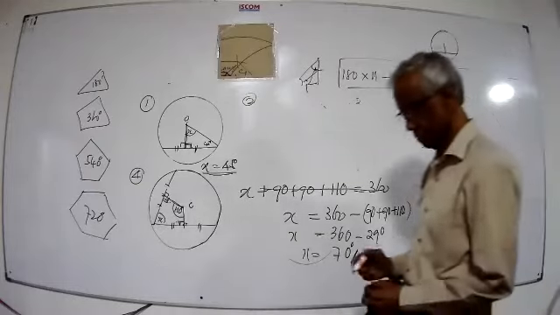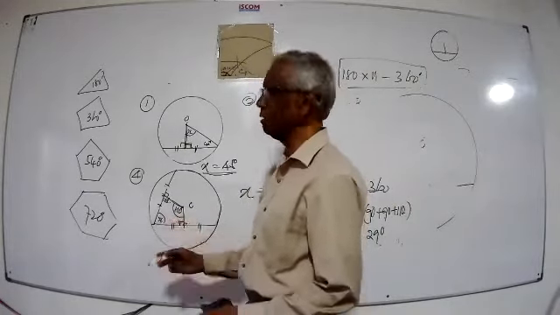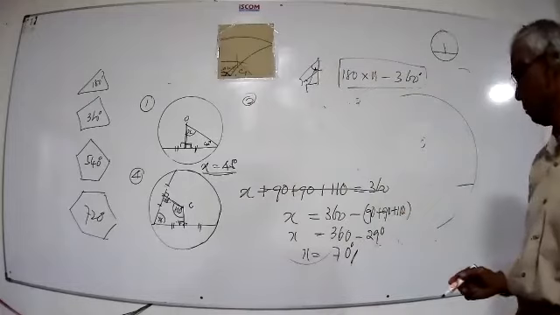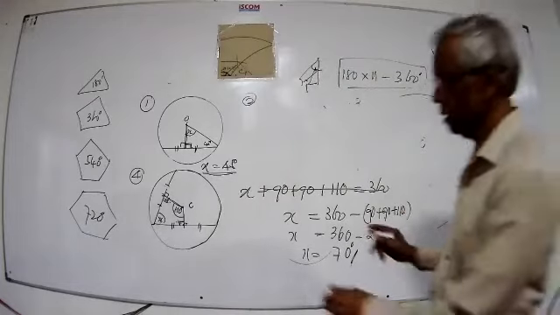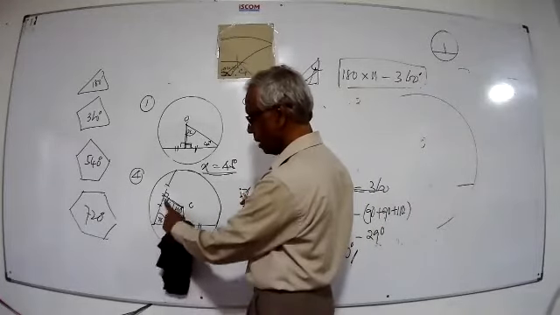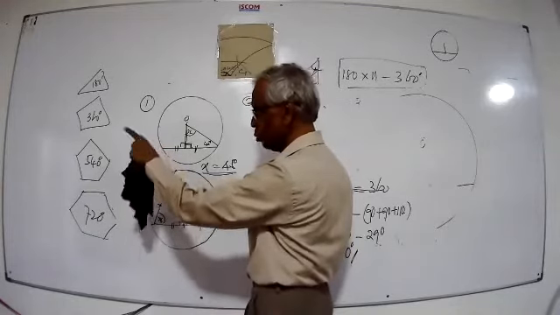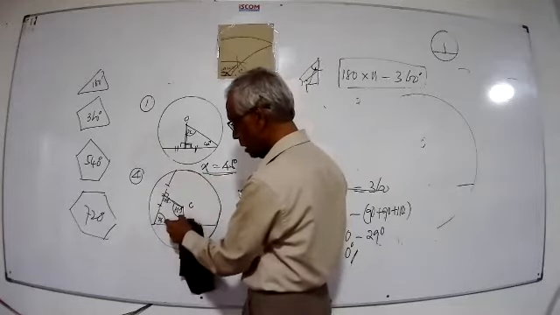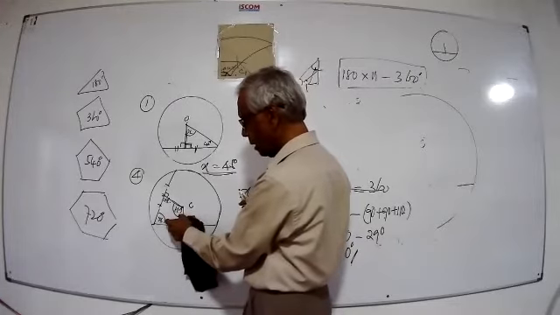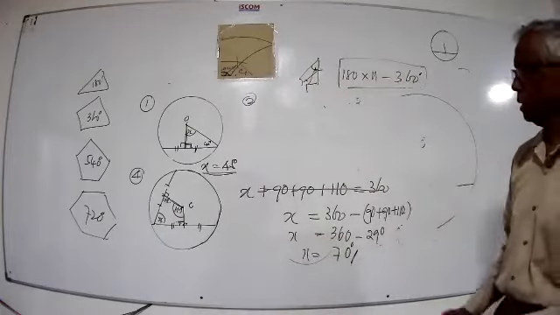Then x equals 170. Sum of the four angles is 360, again 180 and 180. These are supplementary angles. Supplementary means they add up to 180. That is my answer here. Polygon, number five.